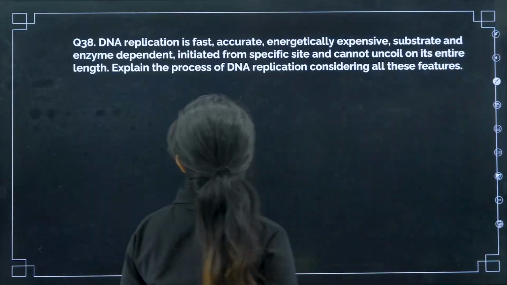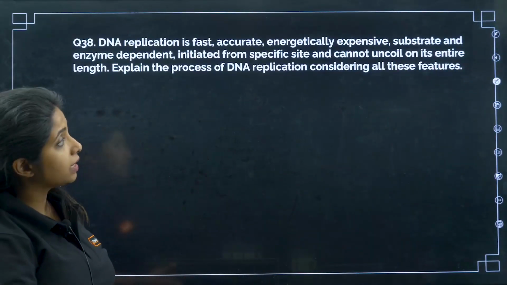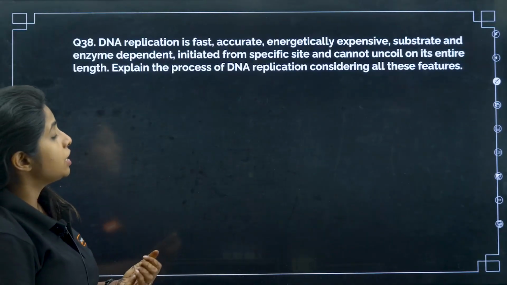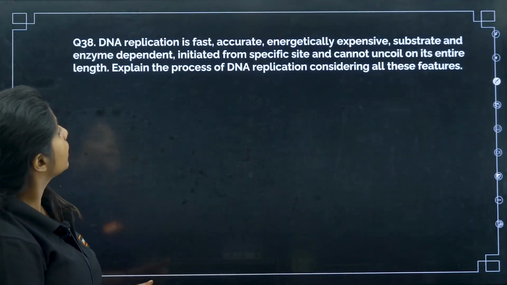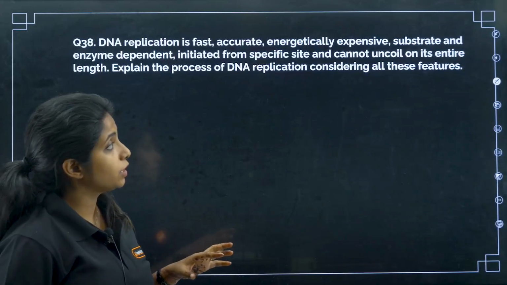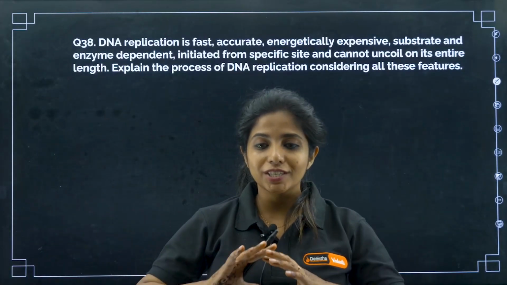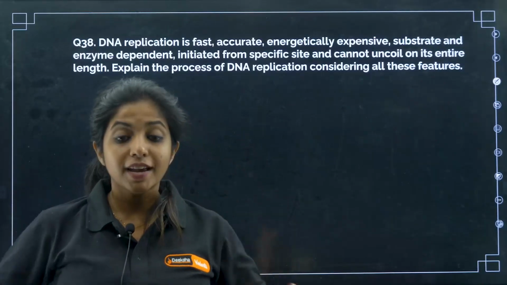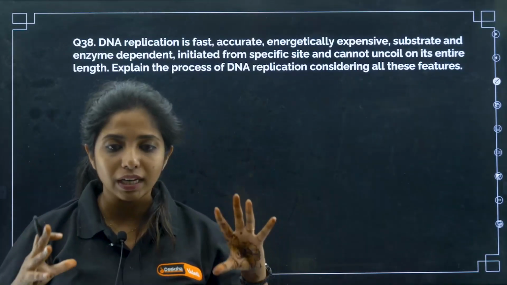Now going ahead, DNA replication is fast, accurate, energetically expensive, substrate and enzyme dependent, initiated from a specific site, and cannot uncoil on its entire length. Explain the process of DNA replication considering all these factors. So you just have to mention DNA replication, nothing else. Don't think about how to include all these points. Just tell whatever you know about DNA replication.